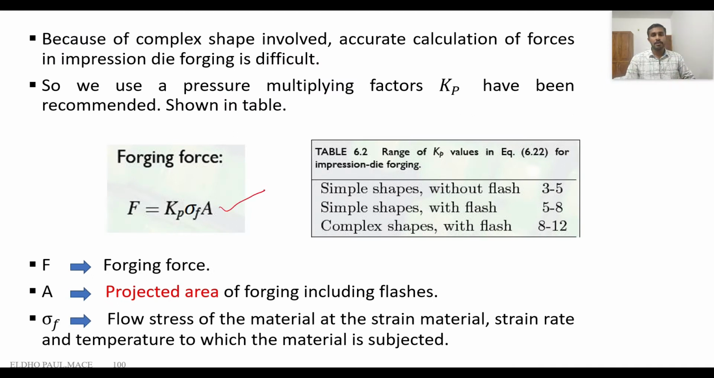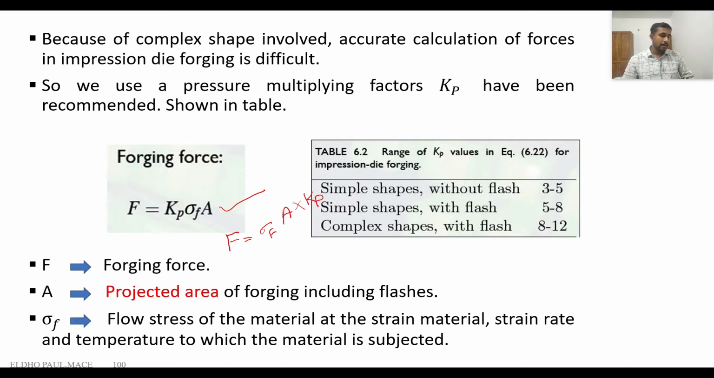We can use this equation for impression die forging. We already derived this equation in the case of open die forging without friction, that is, flow stress into area. That is the amount of force required for the deformation if there is no friction. So here we multiply this equation with a value called Kp, a multiplying factor.